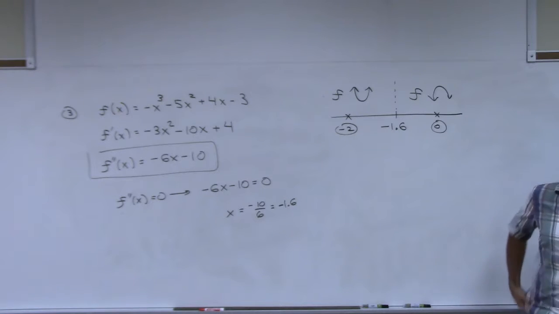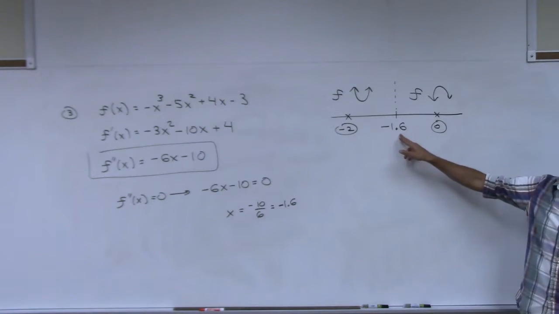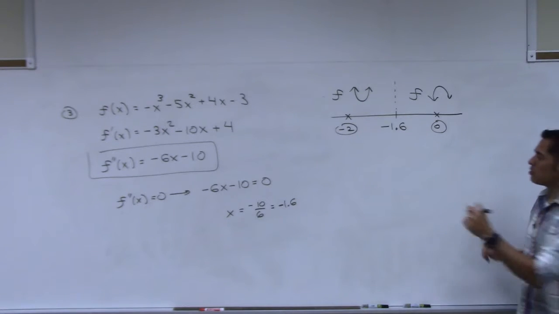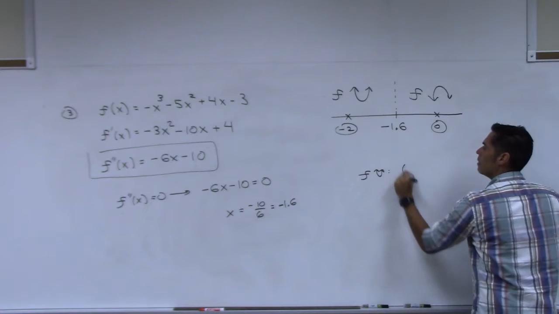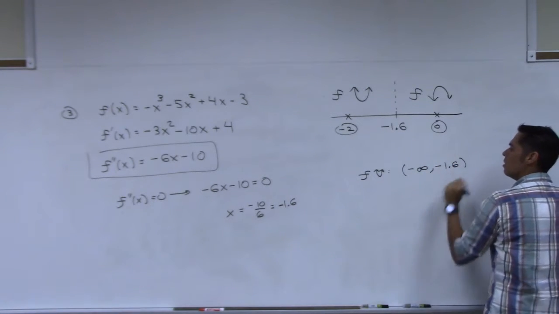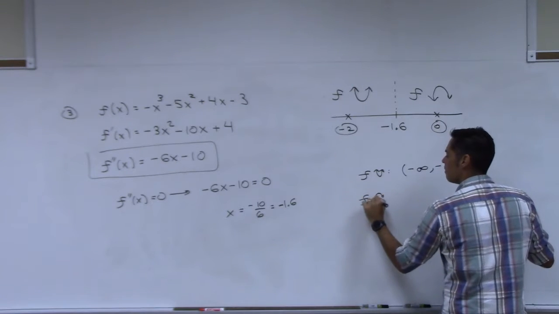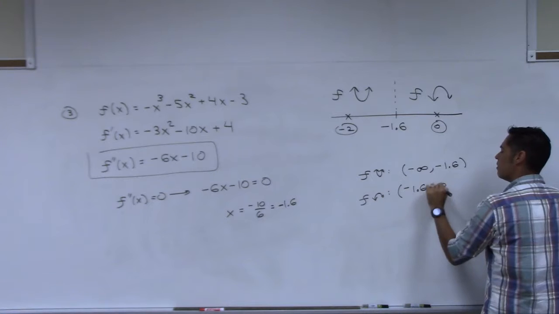So the only inflection point would be at negative 1.6. You only have one inflection point right here. If I were answering the question, where is it concave up? Negative infinity to negative 1.6. Where is it concave down? From negative 1.6 to infinity.